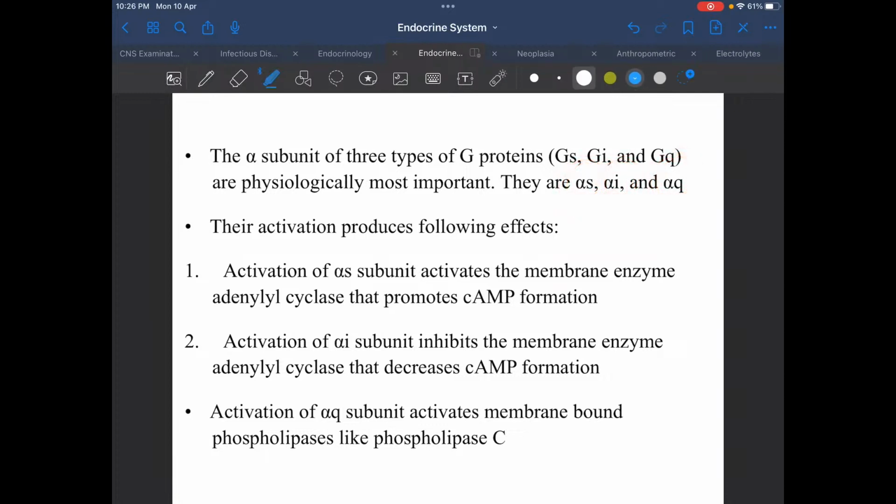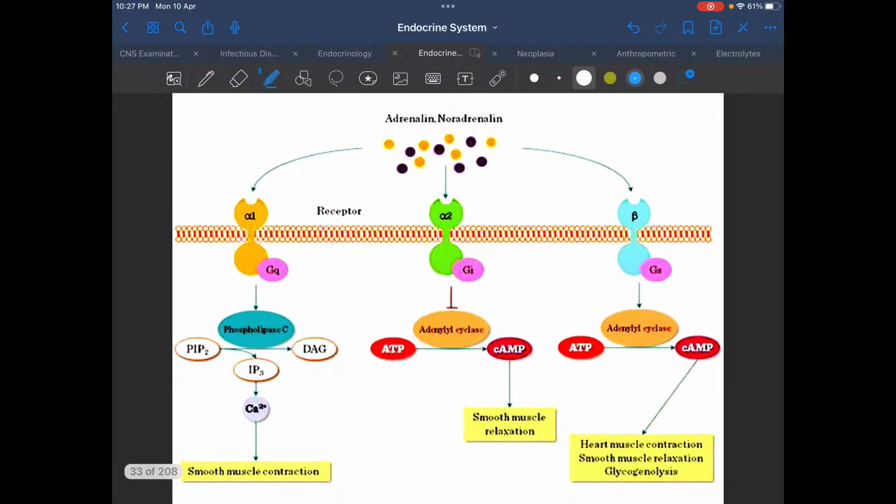So what does activation of the alpha S subunit do? It's going to activate this enzyme known as adenyl cyclase, promote cyclic AMP formation. Done. What about alpha I subunit? It's going to inhibit this enzyme known as adenyl cyclase, and it's going to decrease the cyclic AMP formation. Done. And what about GQ? GQ की जो alpha Q subunit है, it's going to activate this enzyme known as phospholipase C, and it's going to increase the amount of IP3 and DAG. ठीक है? This is what is happening, right, guys?